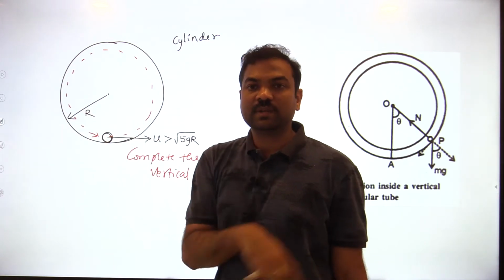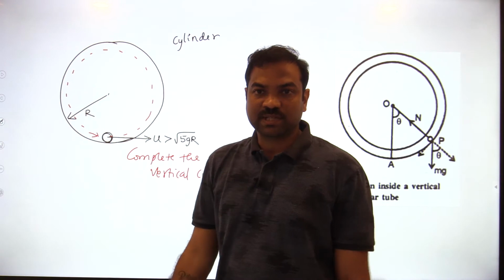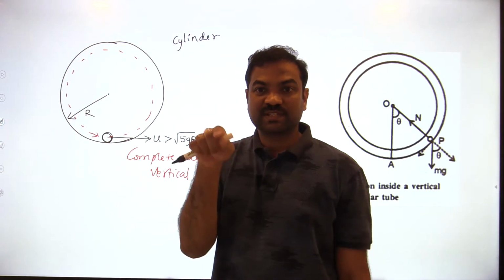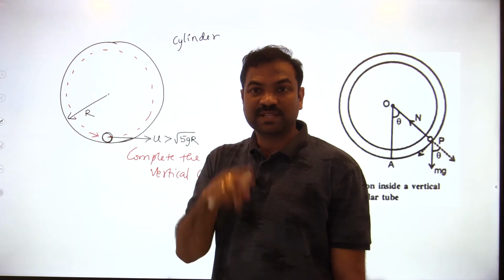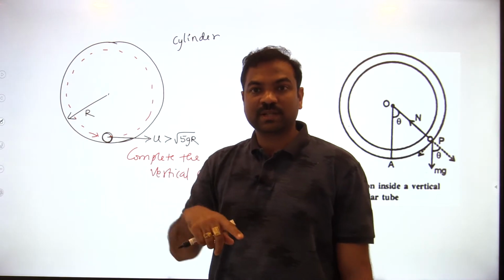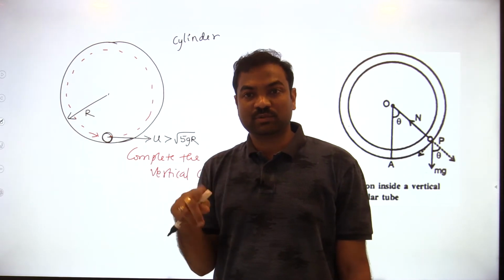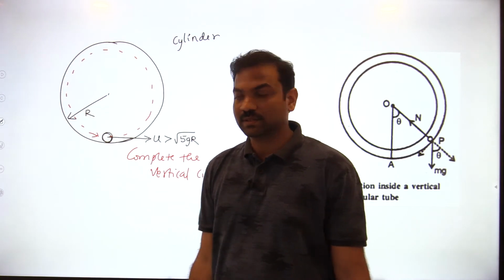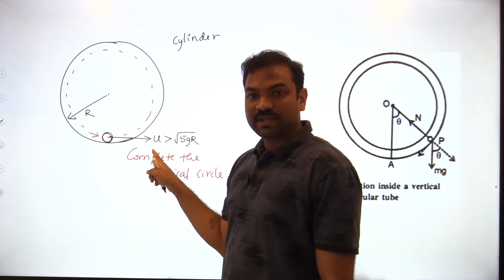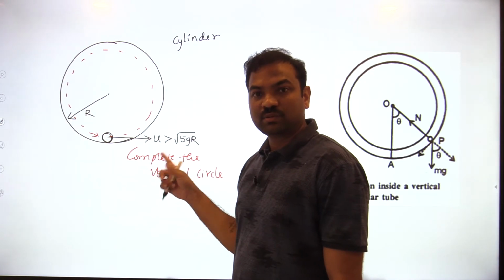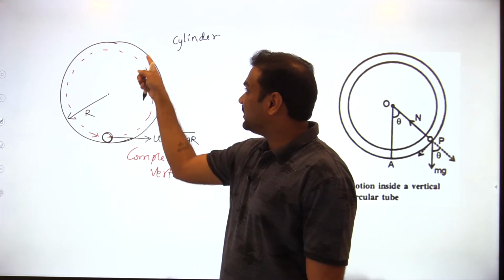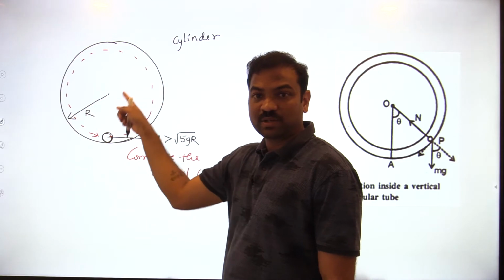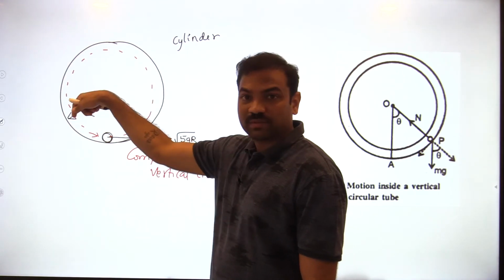I have even shown you the animation and the experiment, which is 5r by 2. H value less than 5r by 2, it will leave the circular path. More than 5 by 2 r, that is 2.5r, it will complete the vertical circle. In the theory I have explained it. So if you give velocity less than root 5gr and more than root 2gr, then at some point the normal reaction will be 0. Then it will fall down.